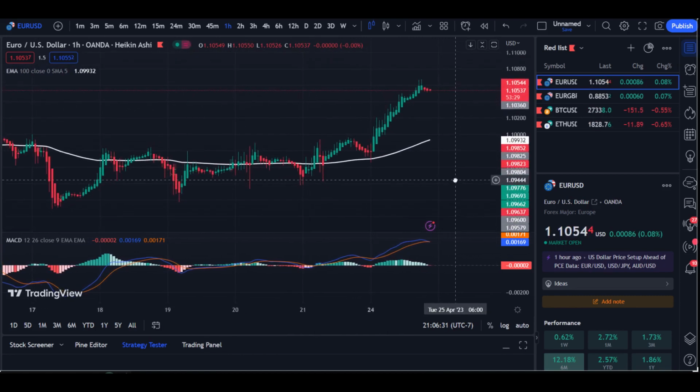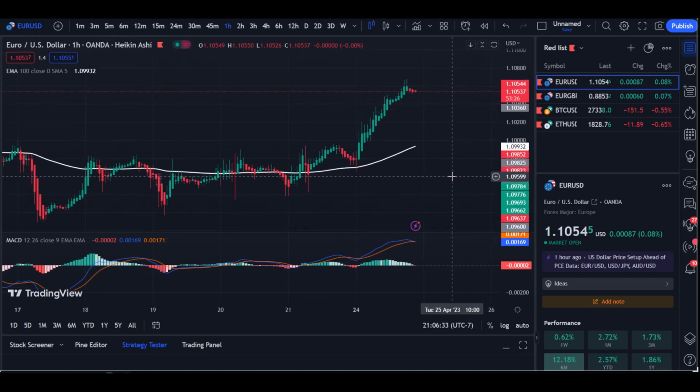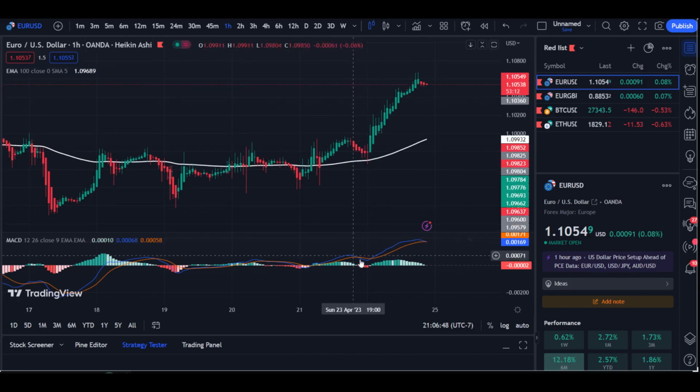All right, so now for the strategy. For a long, what we're going to be looking for is for the price action to come above the 100 EMA. This indicates that the trend is bullish. The second thing that we're going to look for is for the MACD to cross over into the green territory. That's it. Once these conditions have been met, we're going to take our first long position.